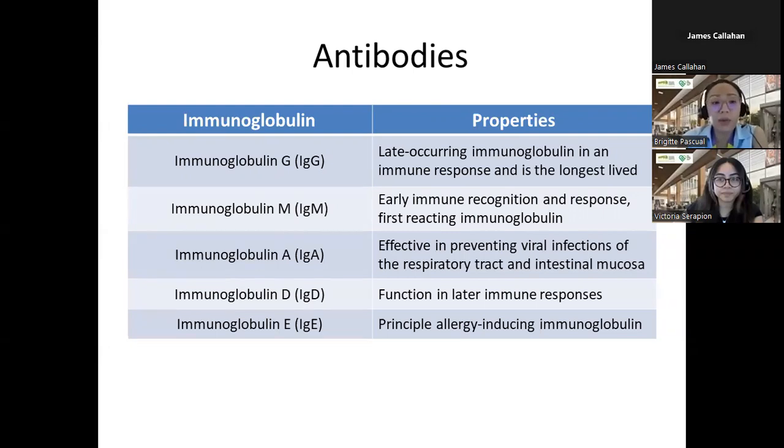The way I would remember is IgG: G stands for grandparent. It's old, chronic, longest lived. And IgM, M is for mom. And as we all know, mom is always the first one to respond when you're injured or you're sick.